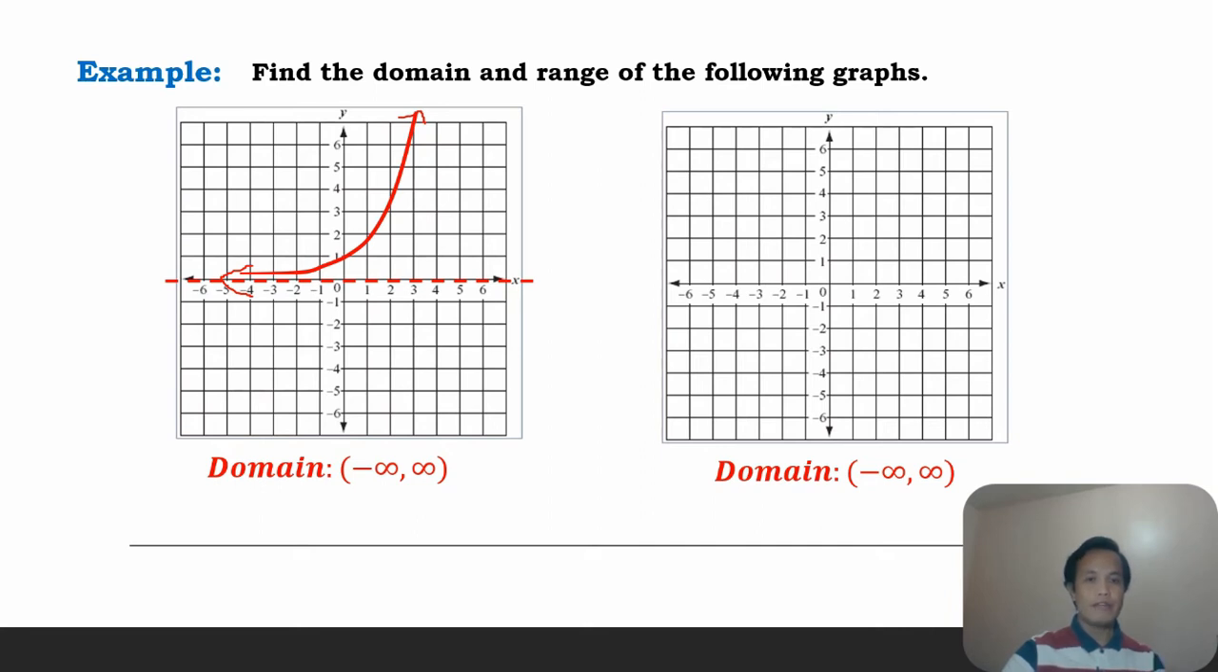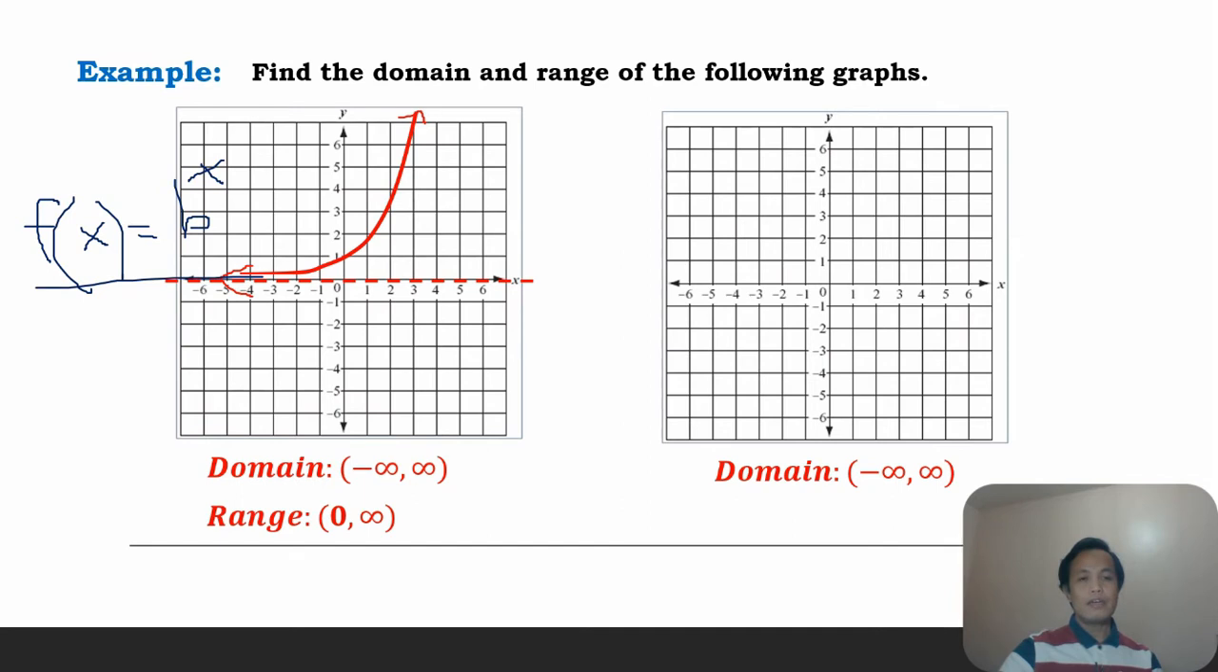We can observe that as the graph moves closer and closer to this line, which is what we call the asymptote, it moves downwards but will never cross this line no matter how we extend it. That's why this is our horizontal asymptote, and the horizontal asymptote for this specific graph is y equals 0. That means our range is from 0 to positive infinity. This graph is a graph of the function f of x equals b raised to x. This is the graph of the standard form of the exponential function.